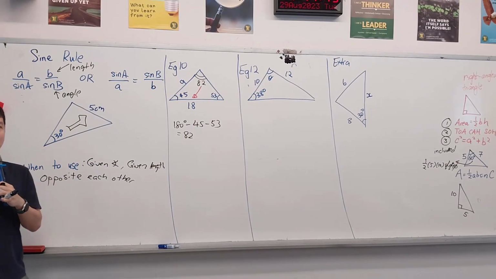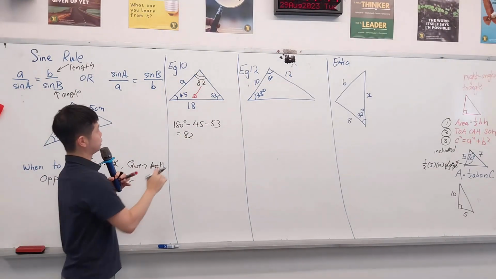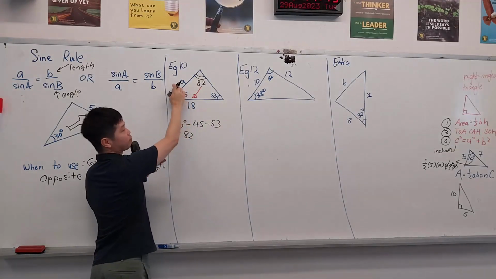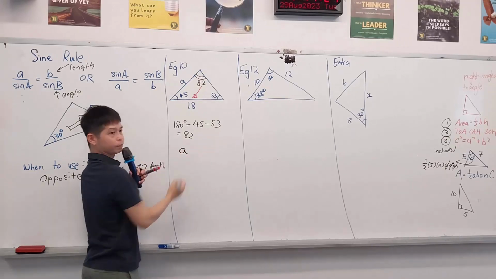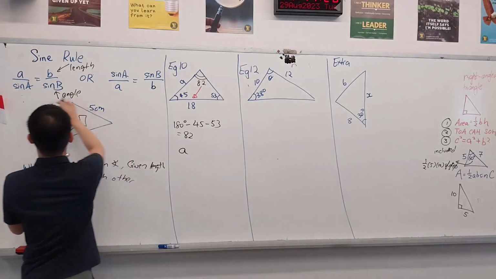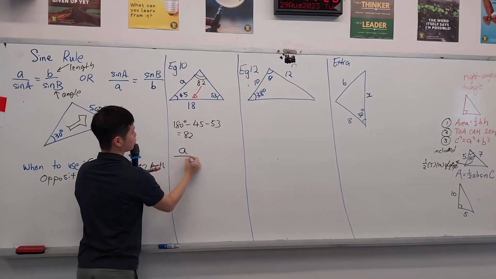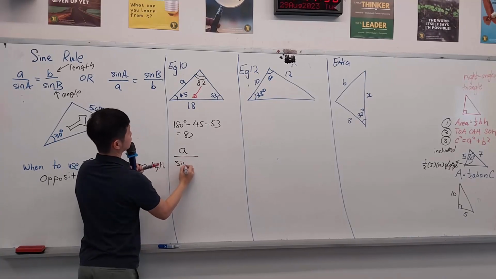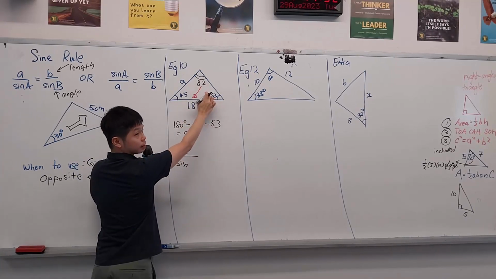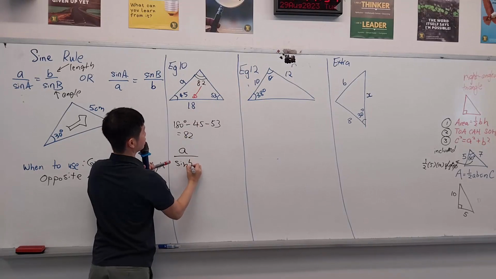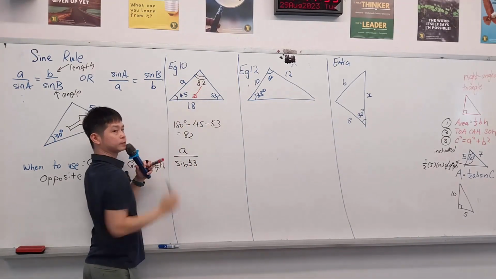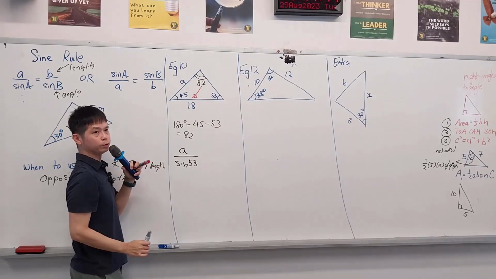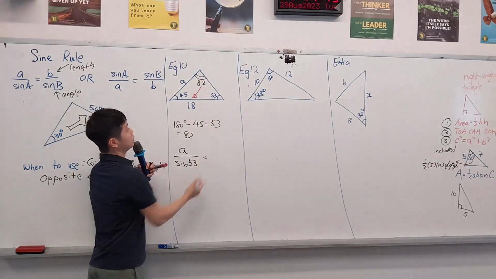So now is the next part. How do I use the formula? Okay, so very simple. You realize that I'm finding the length, right? Yeah. So put the length on top. Okay, I put the length on top. So what will be at the bottom will be sine the opposite, which is 53. Again, I'm finding this length. I use the opposite angle. Okay, so that's the way you use the sine rule.